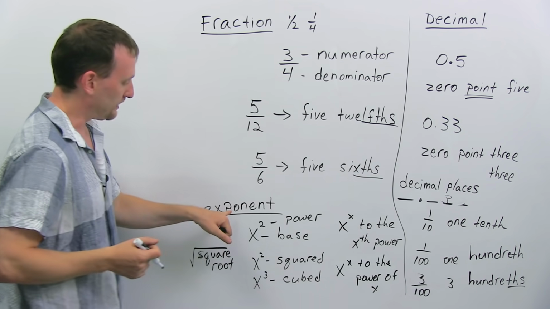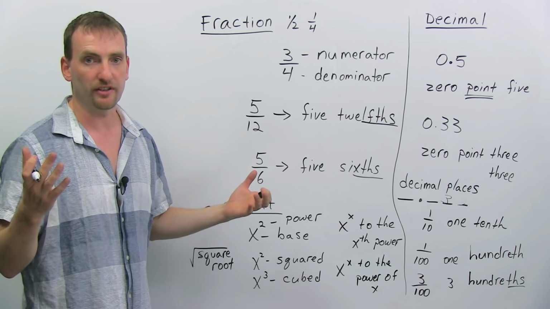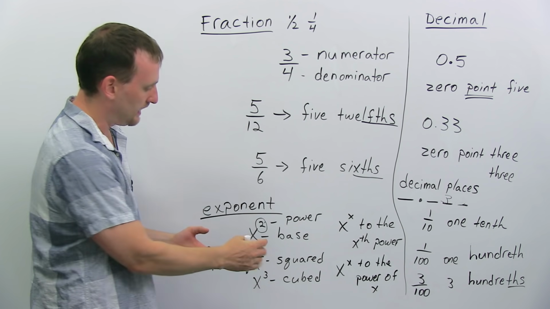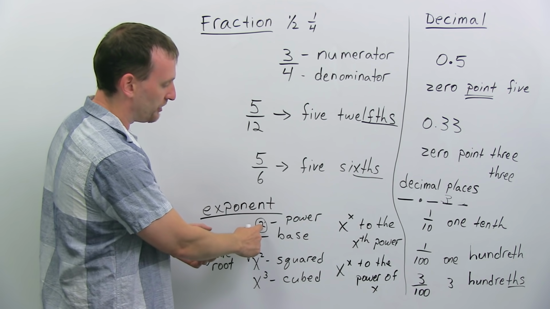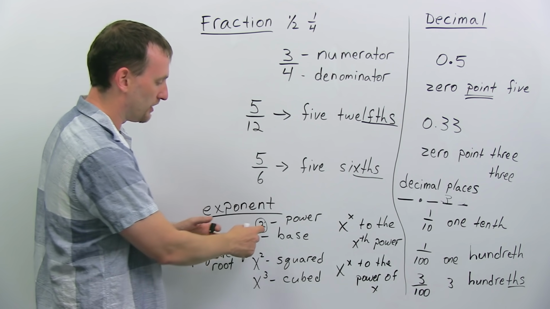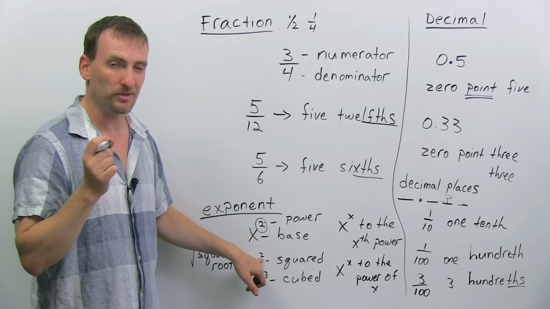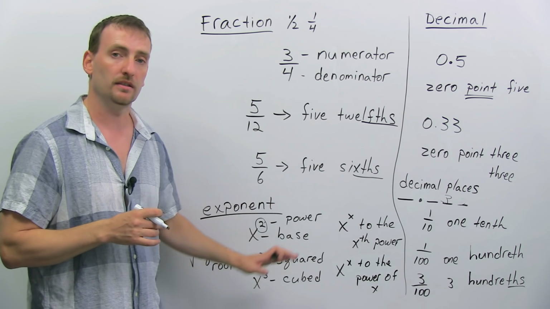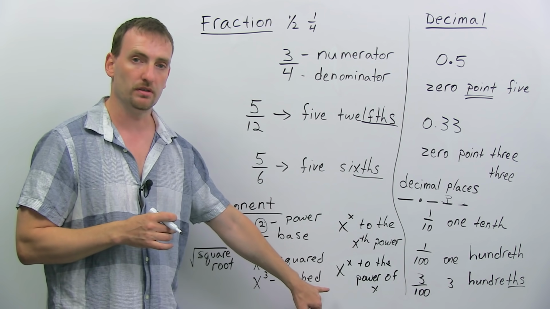Okay. Next, we have exponents. X with a small 2 or small 3 or whatever number. The 2 is actually called the exponent. The X or whatever number is called the base. And we can also refer to this as the power. Now, when we talk about x to the power of 2, we say squared, so x squared. When we talk about 3, we say cubed, okay?